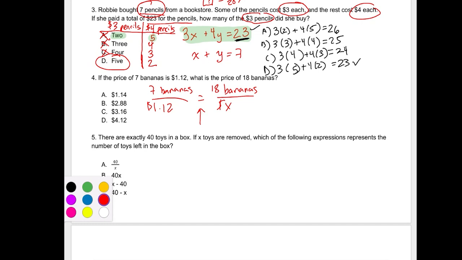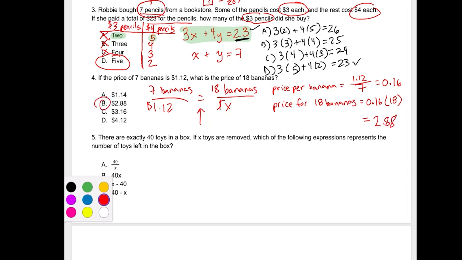So let's just find first the price per banana. The price for one banana is $1.12 divided by 7, right? Because 7 of them is $1.12. So this is something we'll throw in the calculator. And that's going to end up being 16 cents. So now we know how much one banana is. So the price for 18 bananas is going to be that 16 cents times 18. I'm going to type this in the calculator over here. I get 288. So the answer is B.